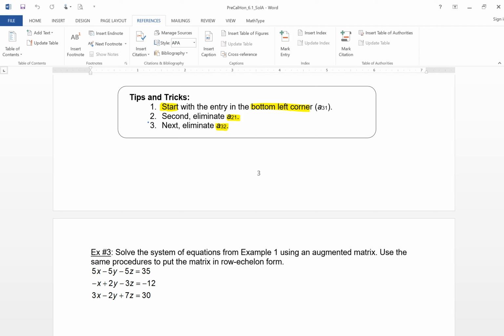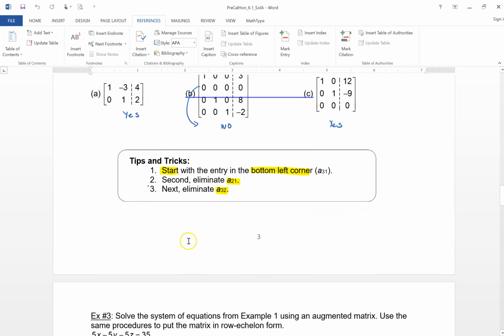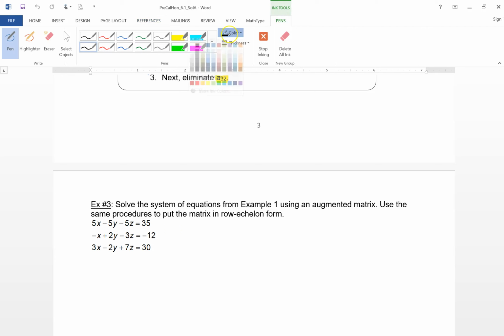All right, so this is where we left off yesterday. What we're going to do here is solve the same system of equations as we did in example 1, but this time we're going to do it using matrices. So the first thing we're going to do is put this in an augmented matrix.